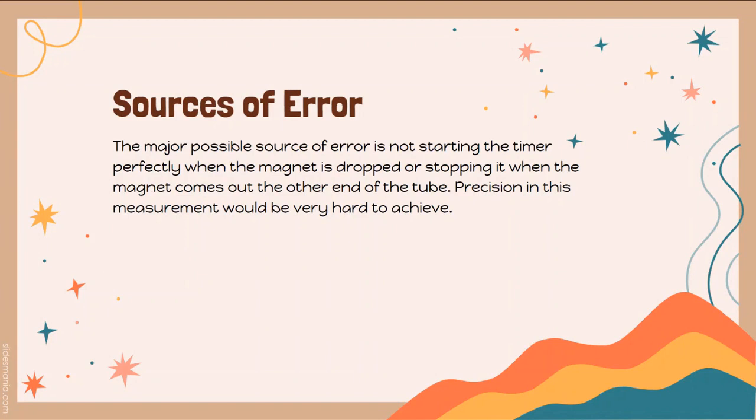So as far as sources of error go, the major possible source of error is not starting the timer perfectly when the magnet is dropped or stopping it incorrectly when the magnet comes out at the other end of the tube. The precision would make a huge difference, especially when we're working with such a small margin of difference between the experiment and the model.